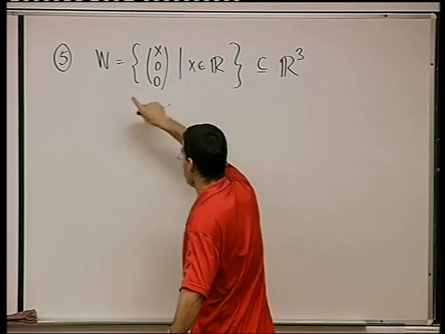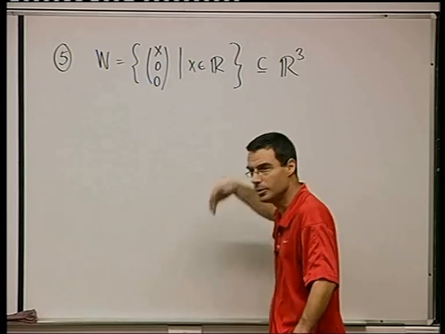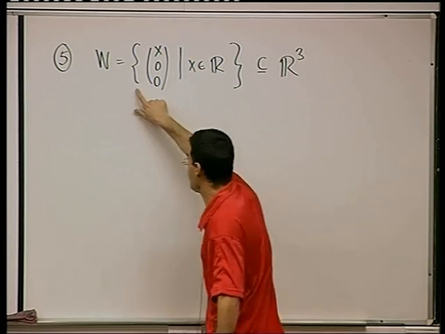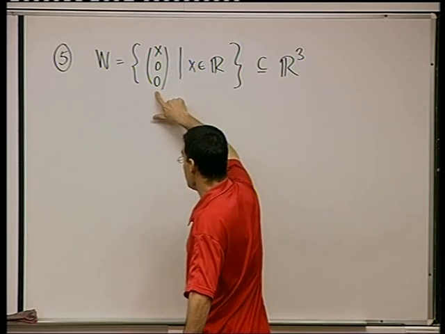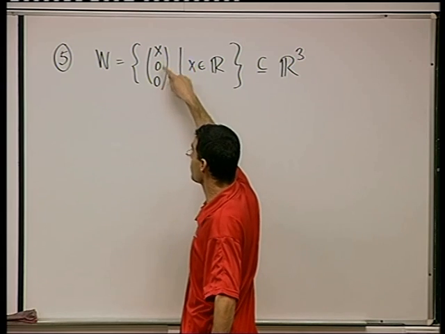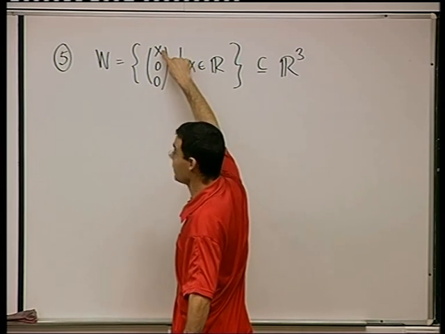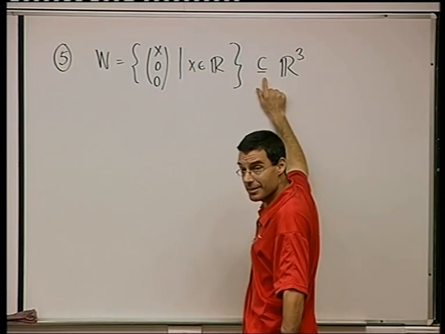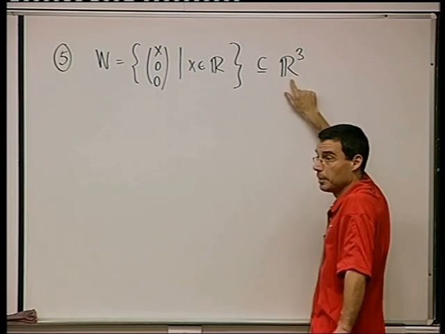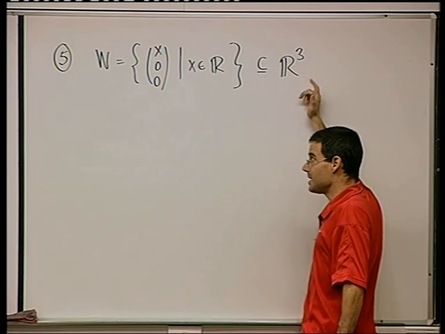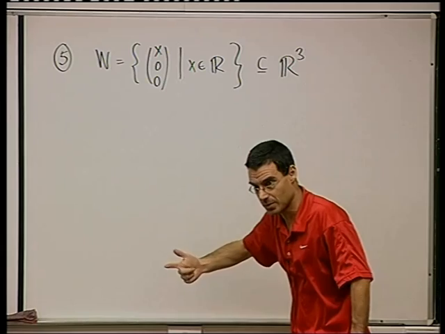Do you see that there's some notation to struggle through if you're not used to it yet? This is the set of all 3-tuples that have 0 in their second and third coordinate and any real number in the first one. And it's a subset of the set of all 3-tuples, R3. Do you agree? Now the question is, is it a subspace?